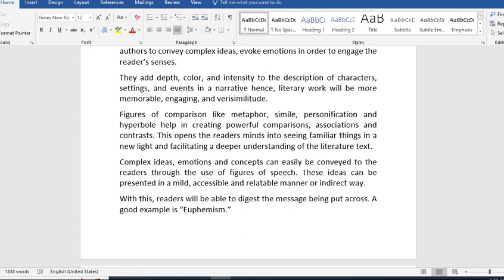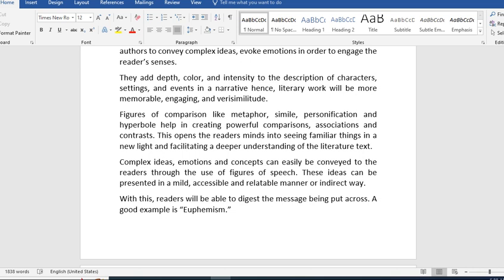Figures of comparison, like metaphor, simile, personification, and hyperbole, help in creating powerful comparisons, associations, and contrast. This opens the reader's minds into seeing familiar things in a new light and facilitates a deeper understanding of the literary text. So, these figures of comparison are used so that readers can see things in another way, in another phase. Complex ideas, emotions, and concepts can easily be conveyed to readers through the use of figures of speech. These ideas can be presented in a mild, accessible, and relatable manner, or in an indirect way. With this, readers will be able to digest the message being put across.